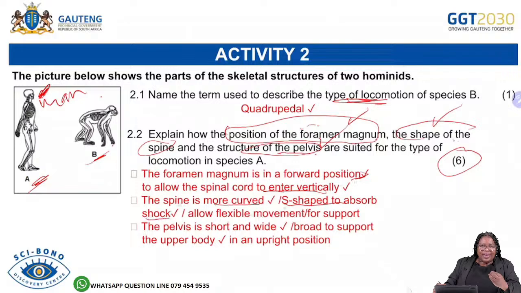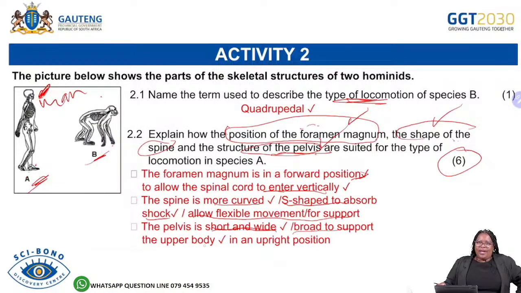Because if the spine is hurt, maybe in an accident, some people end up using what? The wheelchairs. So the spine is there to allow flexible movement in order to support. Also, in the question, they say, talk about the pelvis. Now, the pelvis is short and wide. Remember, in men, we've said it's short and wide, but in other primates, it is long and short. Remember that?